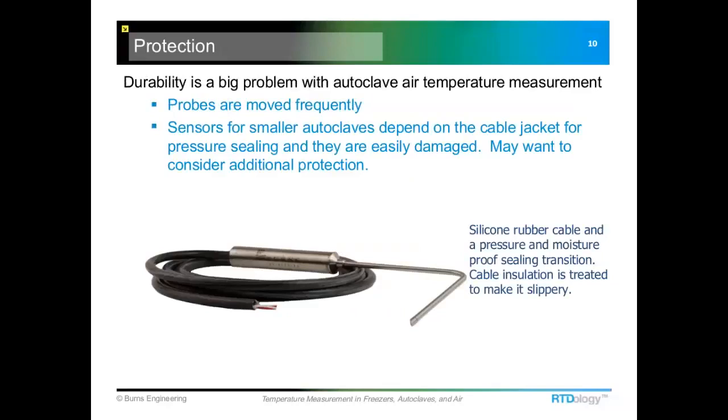Durability is also a huge issue. A lot of the probes used in smaller autoclaves just will have a silicone rubber insulated cable. And that cable tends to snag on things, and it's not real durable. It tears fairly easily. One of the things that does help is to get silicone rubber cable that has a special coating on it that makes it less susceptible to snagging on things.